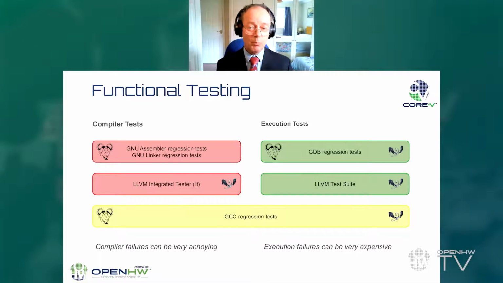The GNU tools have a comprehensive set of regression tests of both the compiler and correct execution of the generated code. LLVM has a comprehensive set of compiler tests, but its execution test suite is only suitable for larger processors with an operating system where it can run natively. Fortunately, a large proportion of the GNU execution tests, notably for GCC and GDB, can be used with LLVM. This is standard practice for commercial-grade compiler development and is thus used for all Core-V toolchains.